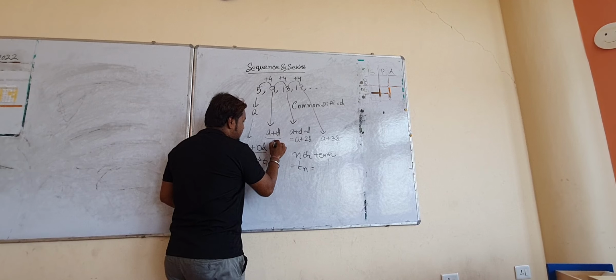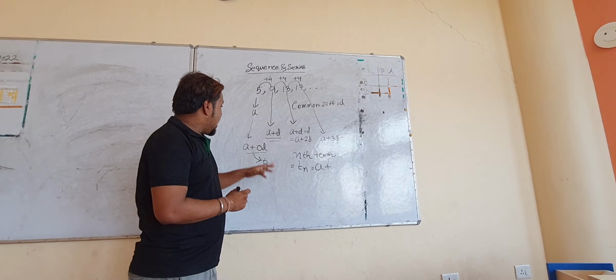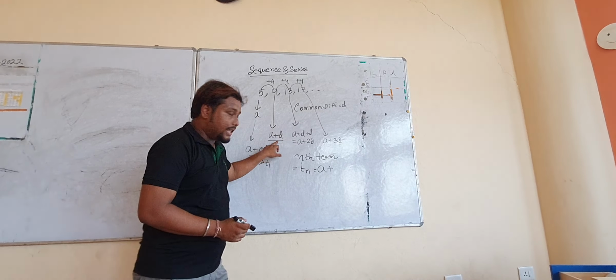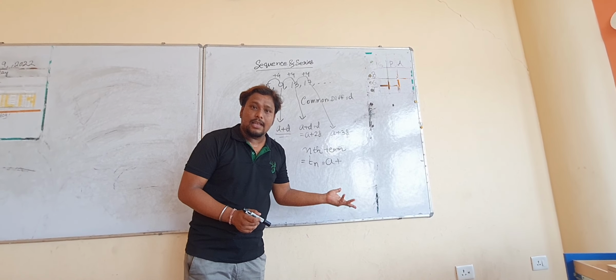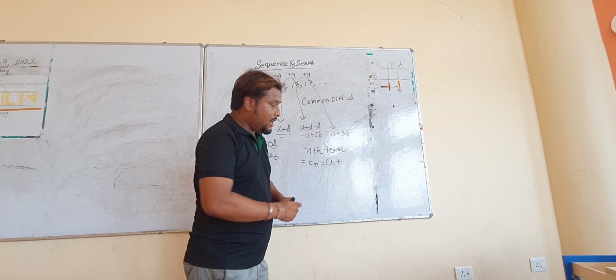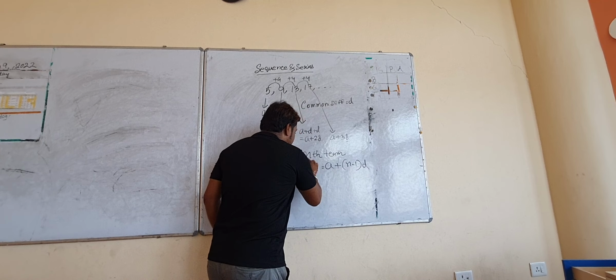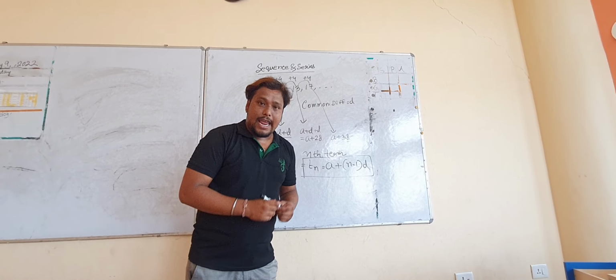As we are writing this term, we will definitely write A plus, right? Now, first term is 0D, second term is 1D, third term is 2D. So the nth term will be, yes, n minus 1 D. So we can write it as (n minus 1) D. So this is the formula for the nth term of an AP series.